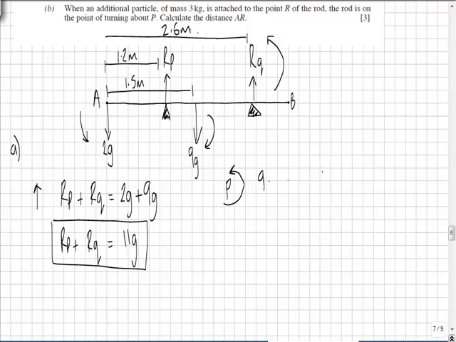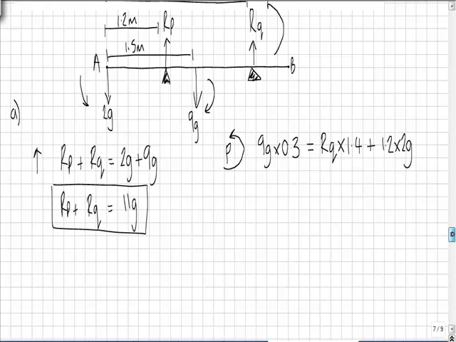So we can see that the 9g multiplied by 0.3, which is the distance from P to where the weight acts at the centre, 1.5 minus 1.2, is equal to RQ multiplied by 1.4. This is calculated by taking the distance A to P away from the distance A to Q, plus 1.2 times 2g. That's the distance from P to A, where the 2g is acting. Rearranging, we can see that RQ is equal to 9g multiplied by 0.3 minus 1.2 times 2g, all over 1.4.